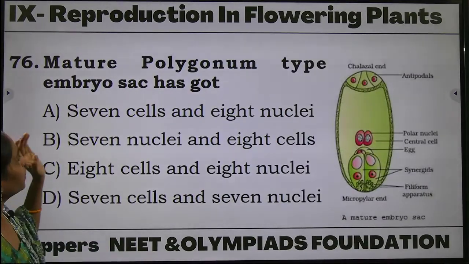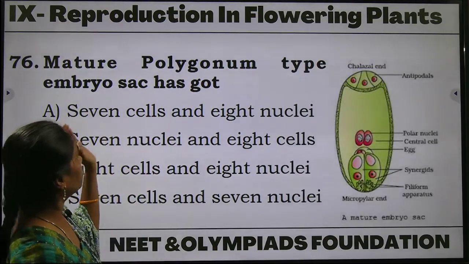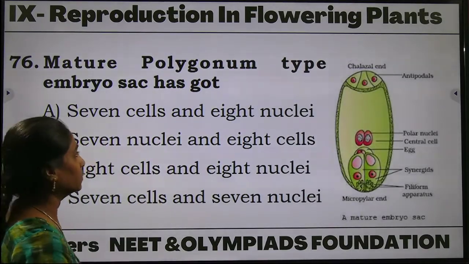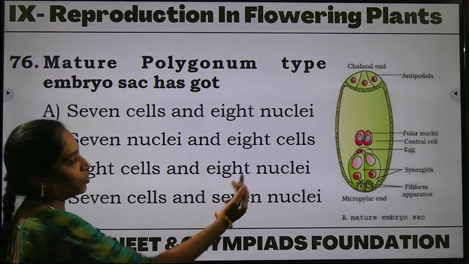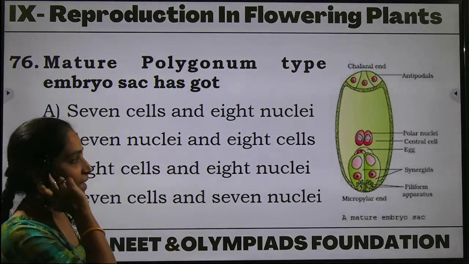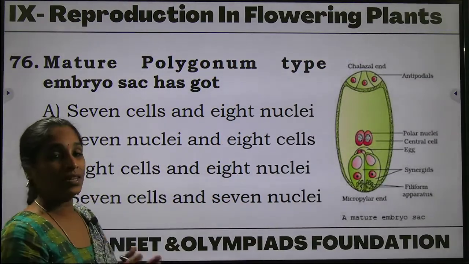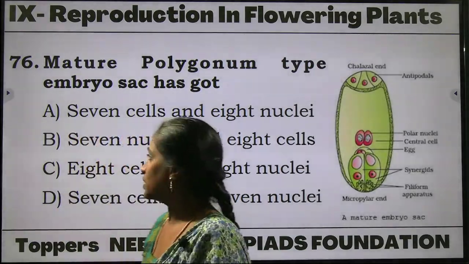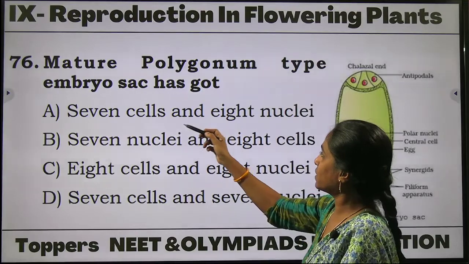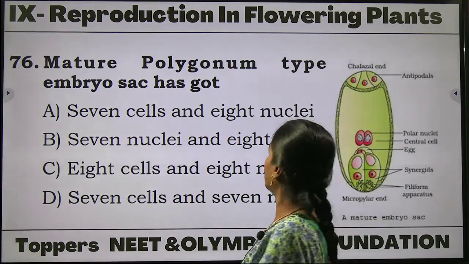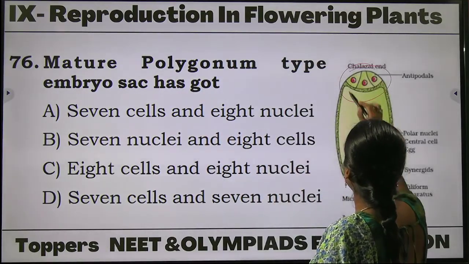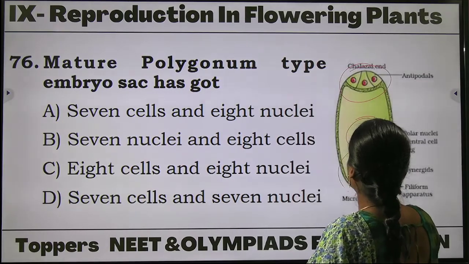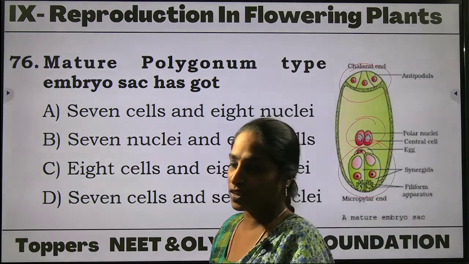A mature polygonum type of embryo sac has got, right? A mature polygonum embryo sac has got how many cells and how many nuclei? It's a very easy, simple question, okay? So let us see what those are. 7 cells and 8 nuclei. Exactly. 3 plus 1 plus 3. 3 plus 3 is 6. 6 plus 1 is 7.